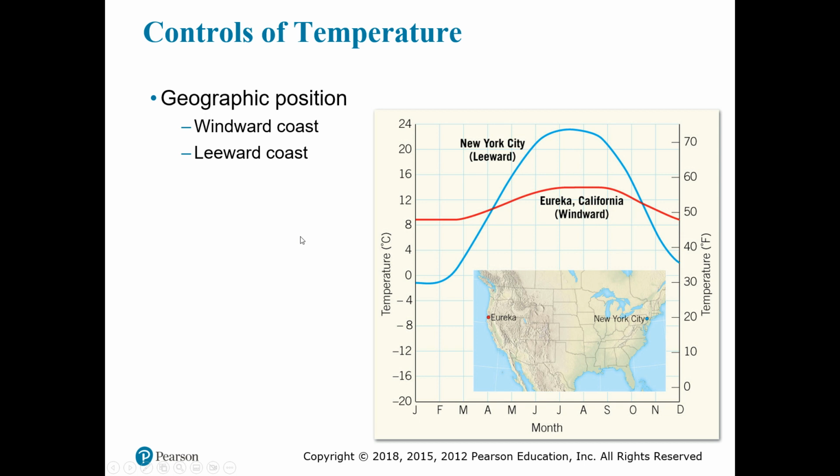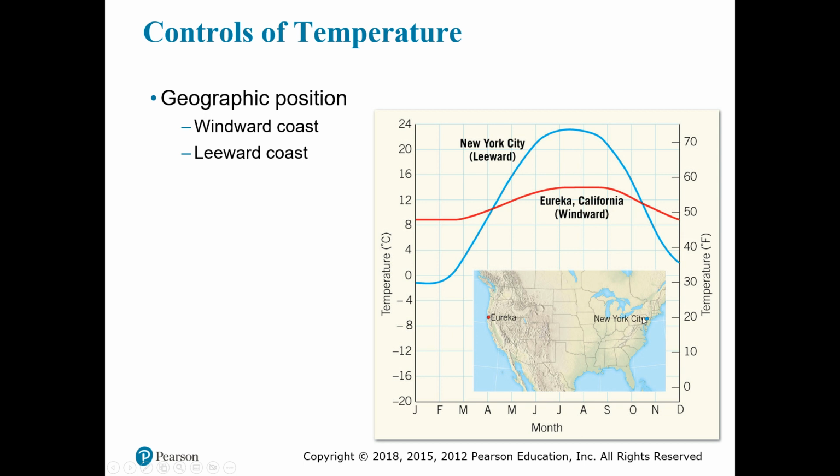And our geographic position. If we have two coastal cities, we just talked about coasts being on the water having this moderating effect, but are we on the windward side or the leeward side? So our weather in the United States typically comes from the west and travels towards the east. So in Eureka, we have the weather dominating from the ocean and coming onto the land. So it receives the benefit of this moderating effect of the water that's sitting next to it.